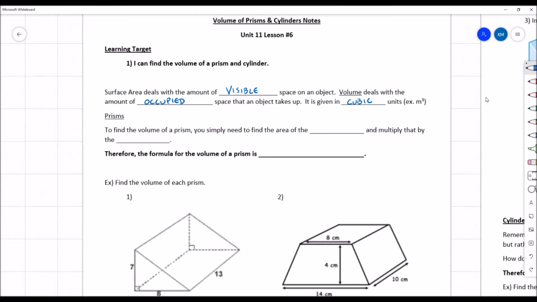To find the volume of a prism, you simply need to find the area of the base and multiply it by the height of the prism. Okay, not height of the base, height of the prism. And therefore, the formula for the volume of a prism is volume equals B times H, where B stands for area of the base, H stands for height of the prism.